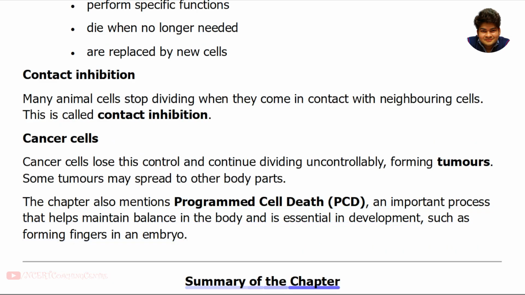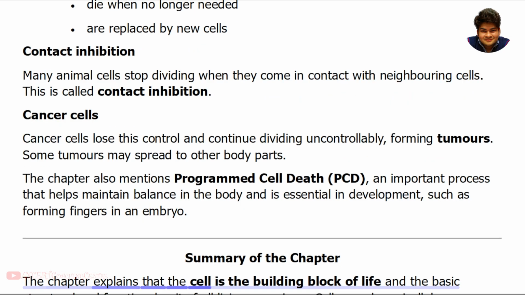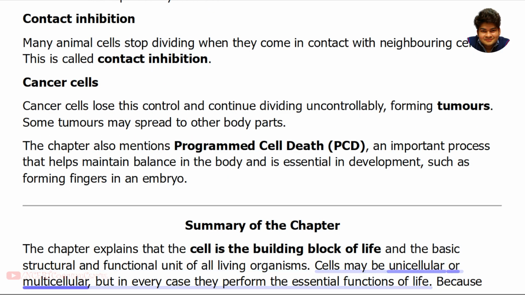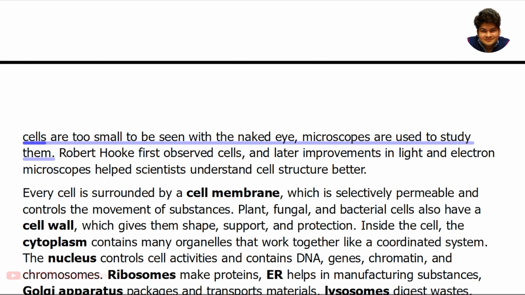Summary of the chapter. The chapter explains that the cell is the building block of life and the basic structural and functional unit of all living organisms. Cells may be unicellular or multicellular, but in every case they perform the essential functions of life. Because cells are too small to be seen with the naked eye, microscopes are used to study them. Robert Hooke first observed cells, and later improvements in light and electron microscopes helped scientists understand cell structure better.